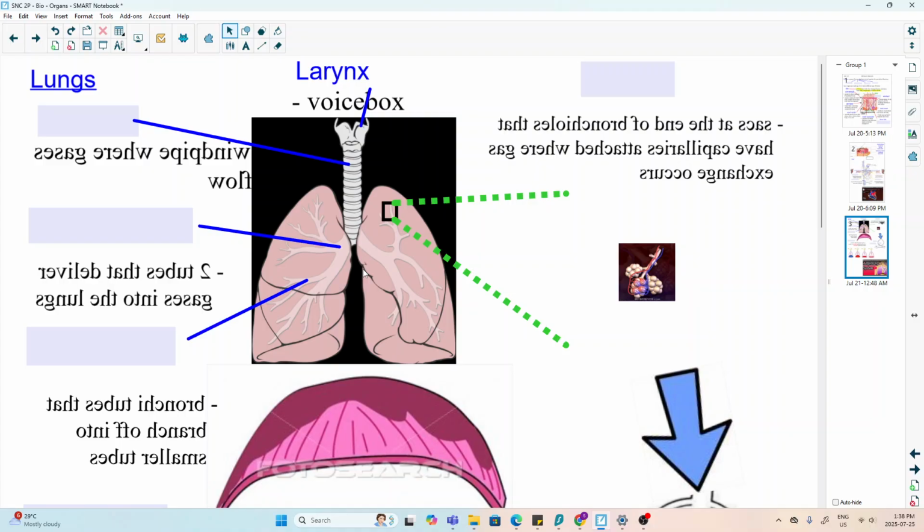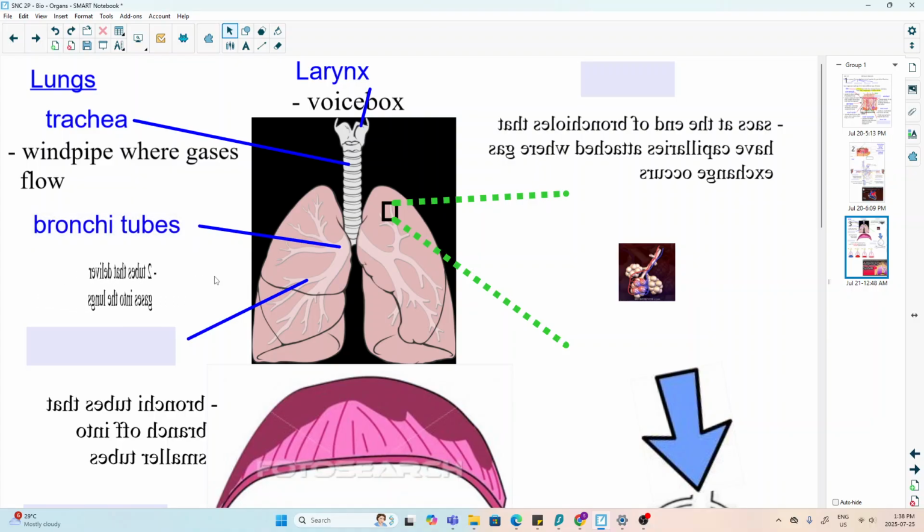Then you have the windpipe that leads to your lungs. That's called the trachea. It's the windpipe where gases flow to the lungs when you breathe in and when you breathe out. Now, when the trachea enters the lungs, it branches off into two branches. Those branches initially are called bronchi tubes, and these are two tubes that deliver gases into the lungs.